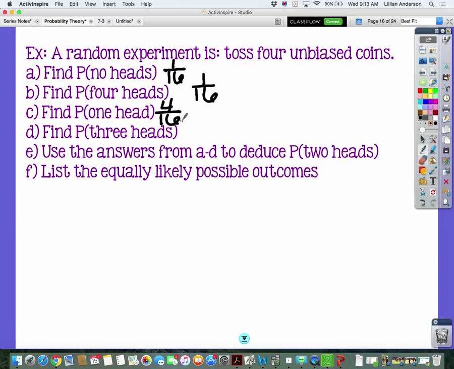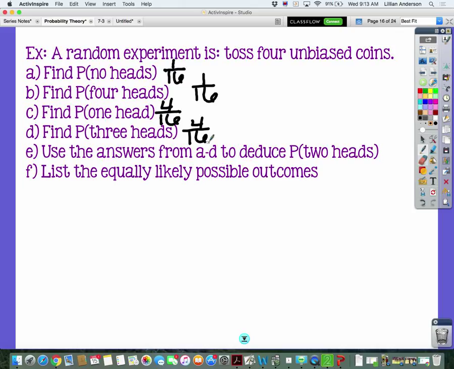1 tail, 1 head, and then 2 tails, or 1 head and 3 tails. Okay, so that's 4 out of 16 options. And then with 3 heads, it is the same. Okay, so that's going to be 4 out of 16. So we're going to use the answers from A to D to deduce the probability of you rolling 2 heads.